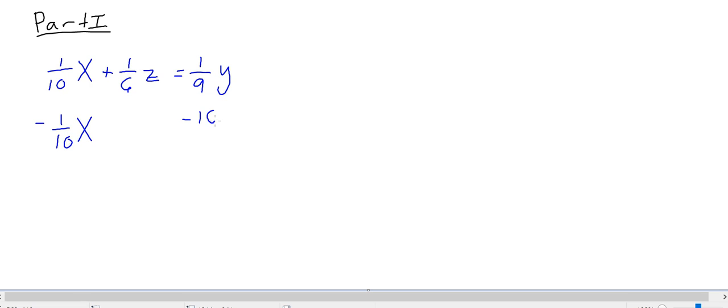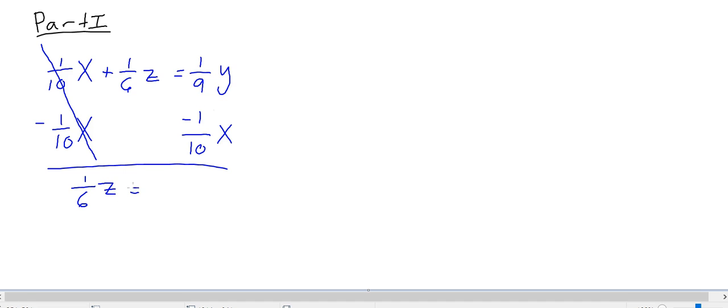Minus 1 over 10x. And the 1 over 10x is on the left-hand side. Minus 1 over 10x. These cancel out. That's what we wanted to do. And we're left with 1 over 6z is equal to 1 over 9y minus 1 over 10x. We can't subtract these because they don't have the same base. x and y are not like terms.